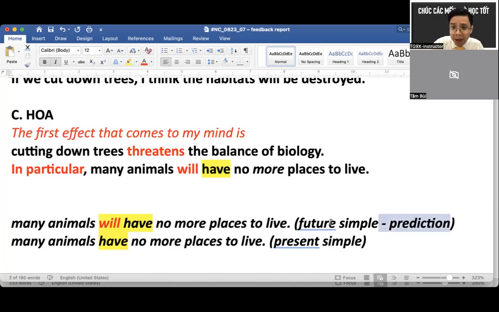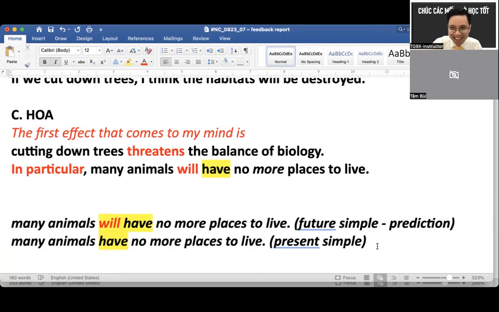So we can see very clearly the above is future simple tense. The below is present simple tense. But my question is, what is the difference in meaning? Why did I force you to use will here? I think... Keep it down, please.